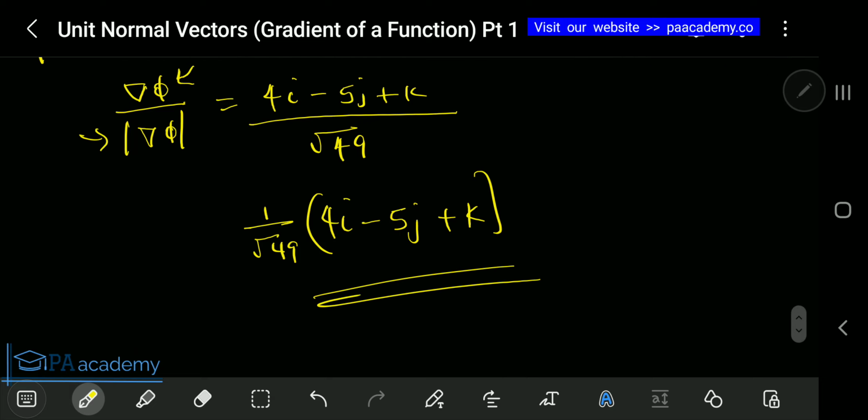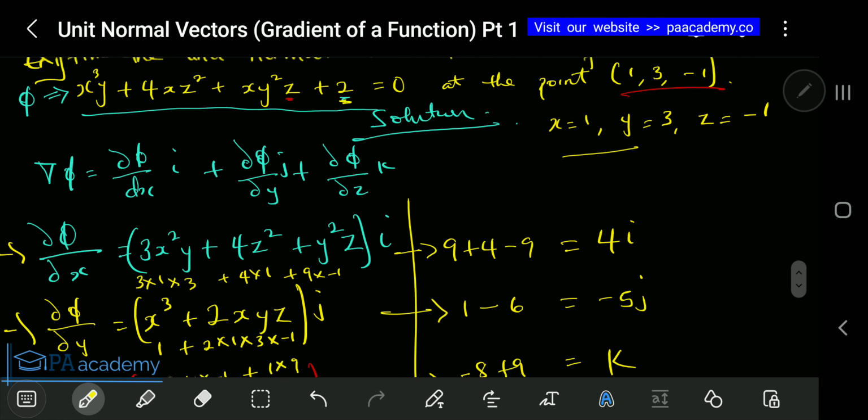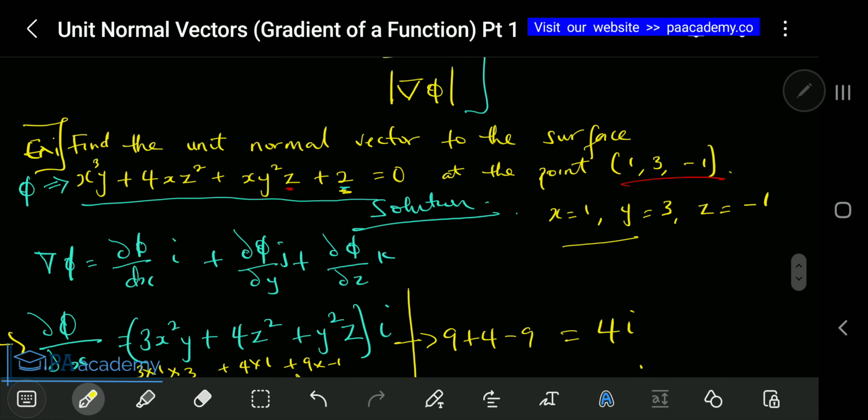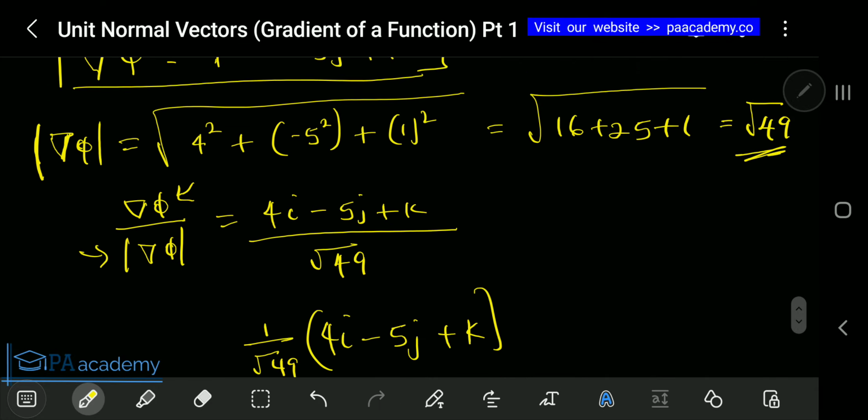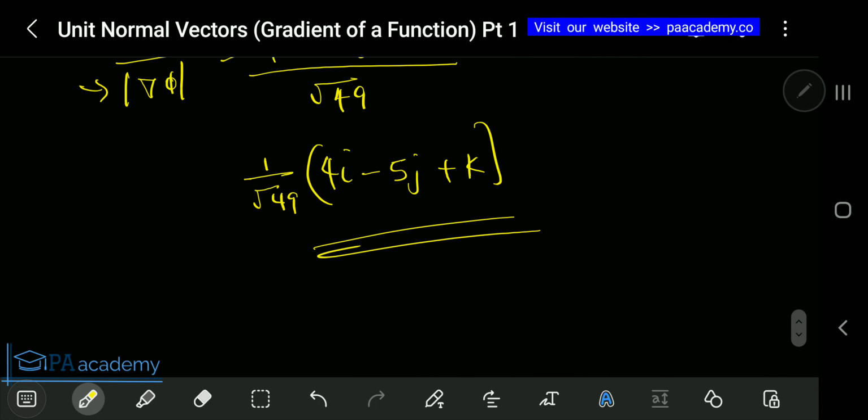Alright, so this is how you go ahead to calculate the unit normal vector when you are given a question of this nature. So this is example one. We are going to be looking at another example, but that will be in the next video.